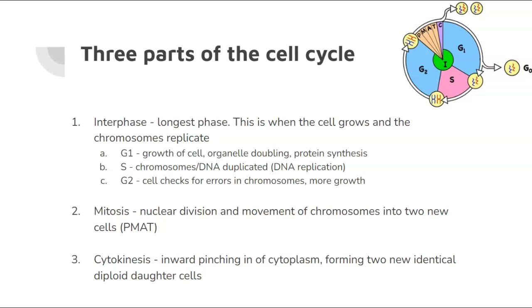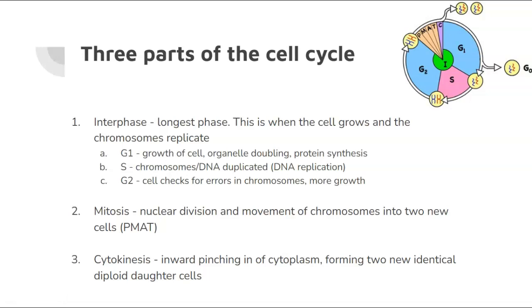The second part of the cell cycle is mitosis. That is this light orange, the PMAT. All of those four parts make up mitosis. That is the actual division of the nucleus and the movement of chromosomes into two new identical cells.